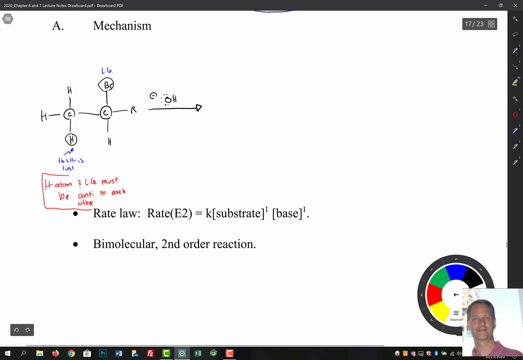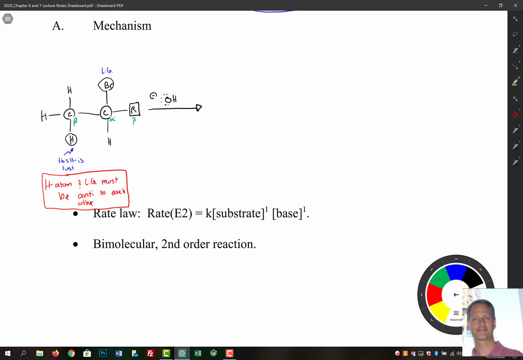Remember, we can see that anti-arrangement when we look at Newman projections, for example. There's also some labeling we can do. This carbon here, we call the alpha carbon. Any carbons adjacent to it would be the beta carbon. I've limited our choice of products right now by just putting an R here. That's also a beta position.